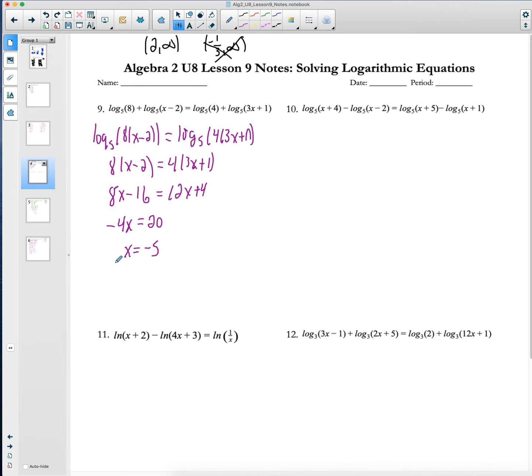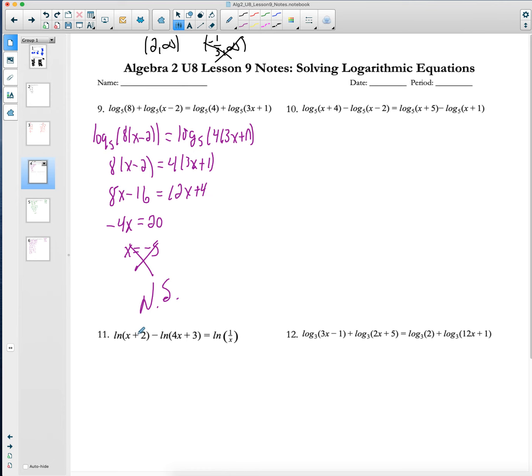Now, when I look at negative 5, notice I go back up to my working domain here. Negative 5 is not in that working domain, therefore it is not a solution. There's nothing else left. So what that means is that this problem does not have a solution. It's all finished.